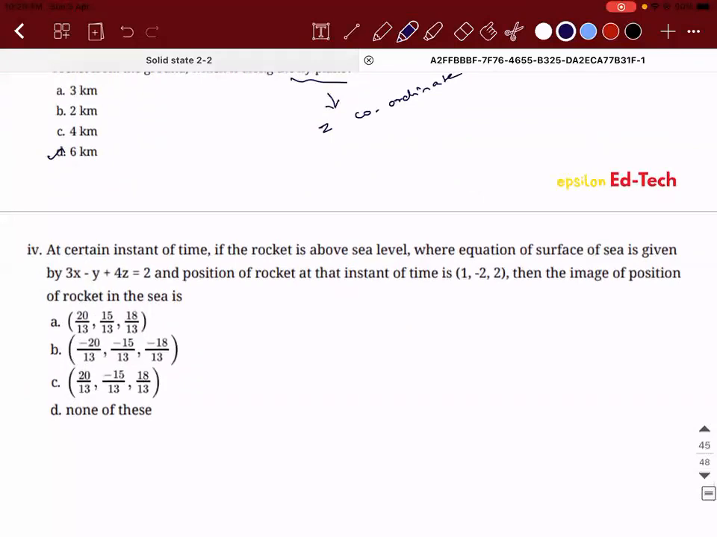At a certain instant of time, a rocket is above sea level, where the equation of the surface of the sea is given as 3x minus y plus 4z is equal to 2, and the position of the rocket at that instant of time is (1, -2, 2). Then find the image of the position of the rocket in the sea. How to solve?